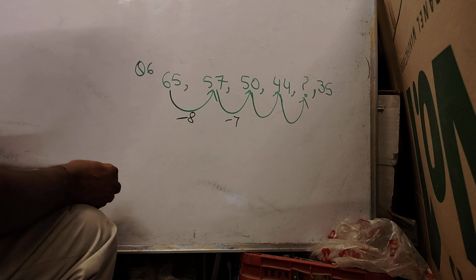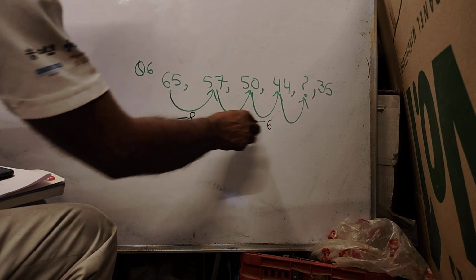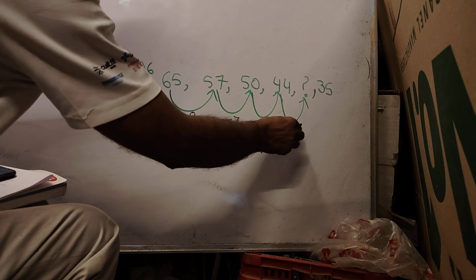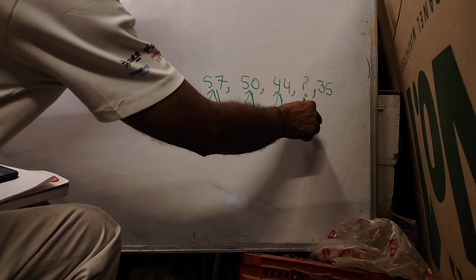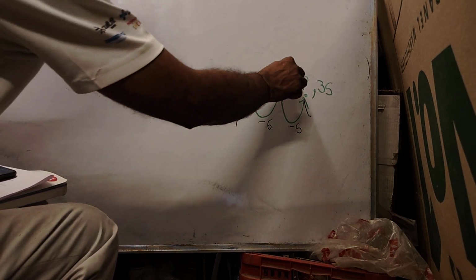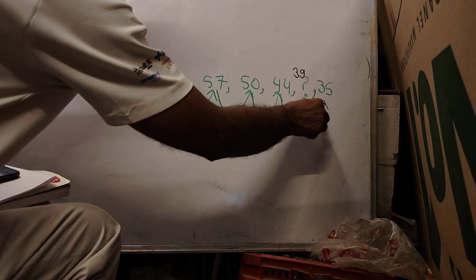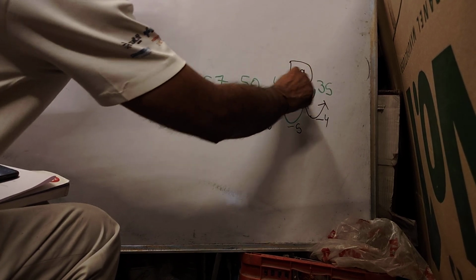Next, minus 6. Next, it would be minus 5. Correct. So minus 5 we subtract, it becomes 39. Then next is minus 4. So it gives 35. Oh yeah.